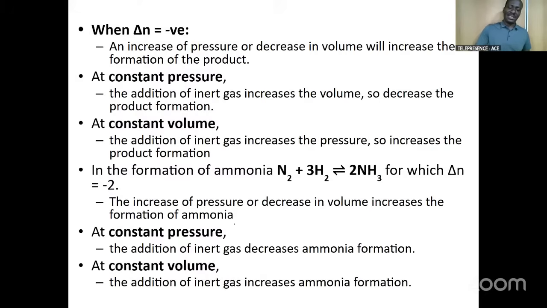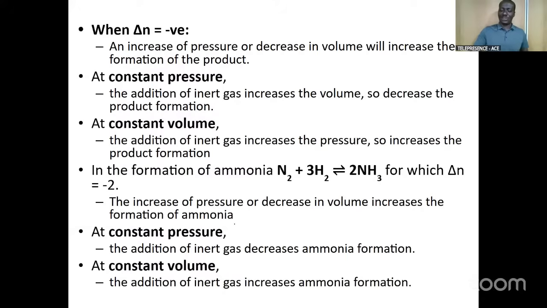What happens if there is an increase in pressure? If there's an increase in pressure, it will affect the amount of reactant more than the amount of product, because you have 4 moles of reactant and 2 moles of products. And so the only way the equilibrium will respond, so as to annul the effect of this increase in pressure, is to favor formation of ammonia.